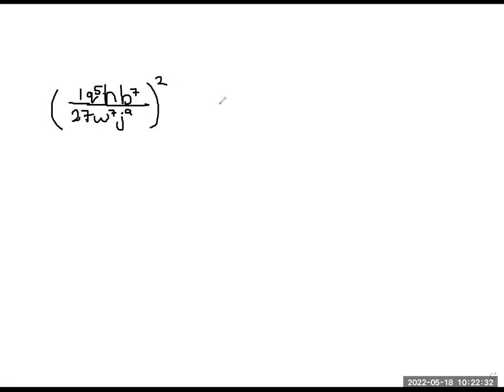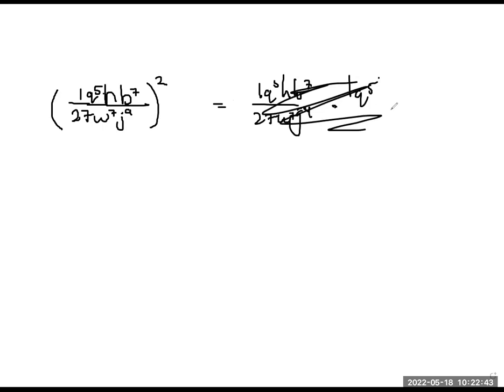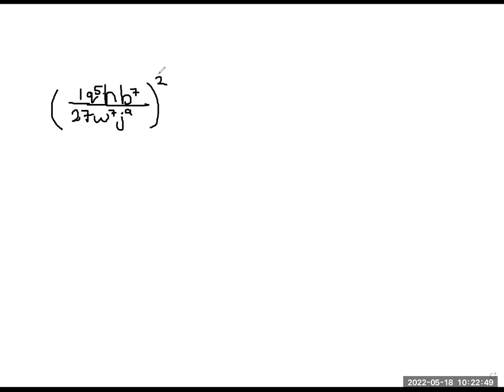But instead of writing this out, instead of doing 1Q5HB7 over 27W7J9 times 1Q5, lazy. This thing simplifies too. And this exponent will multiply to every exponent inside the bracket, just as we've always been doing. Remember, if you have, let's say, x to the power of 2 to the power of 3, the 3 multiplies to the exponent of 2. Well, that applies to everything in here.